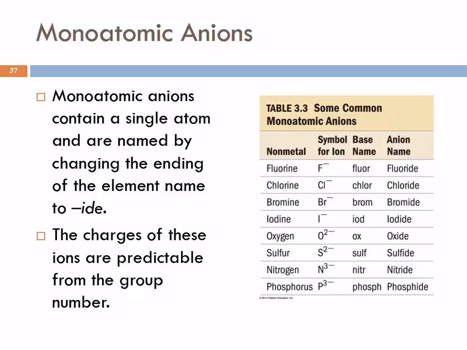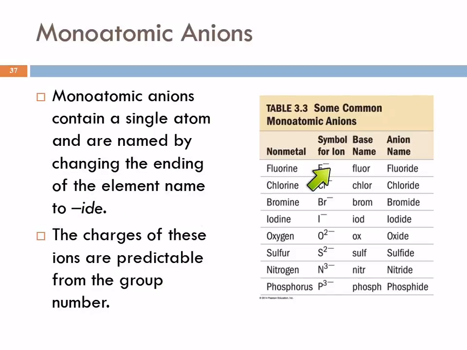So those were the cations. What about the anions? Because when we name an ionic compound, we give the name of the cation first, like the guy's name first, and then we give the name of the anion, like the girl's name. So monoatomic anions, single atom, we just change the ending of the element name to "ide."